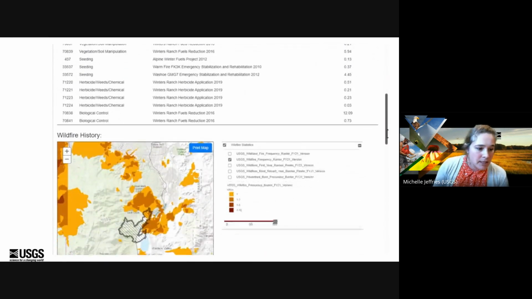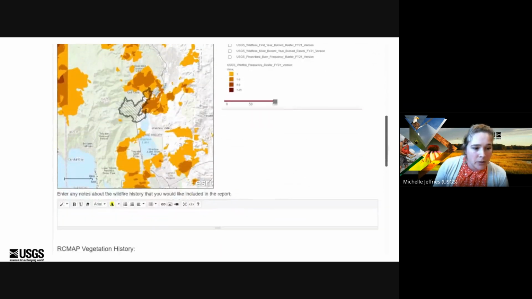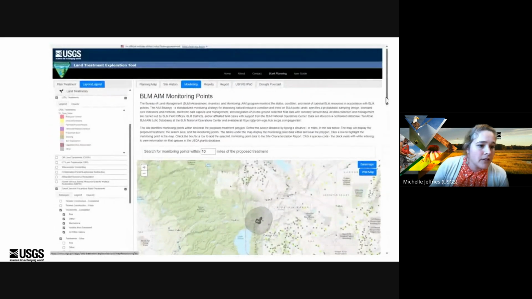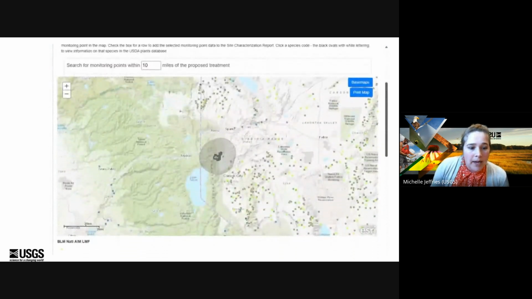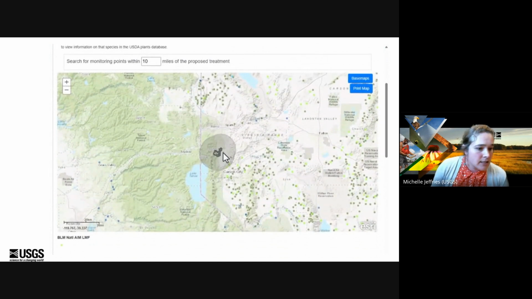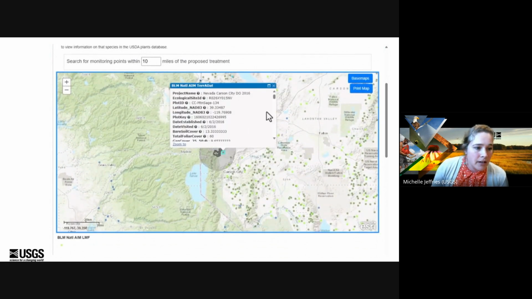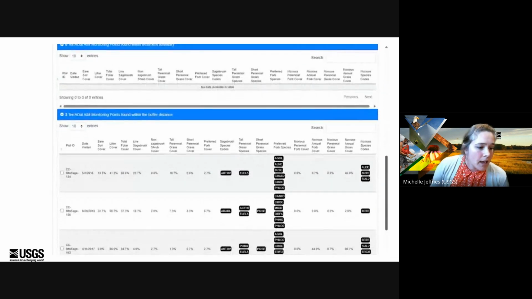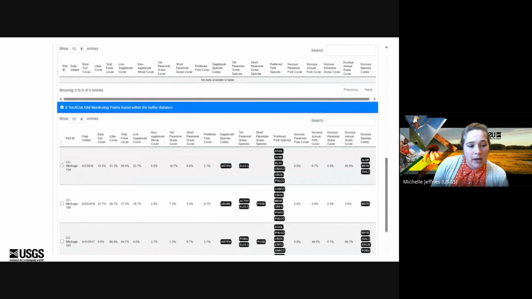We linked treatment details. We show past fire history with frequency. We show past vegetation through time, through remote sensing lens. So what has the ground look like from the satellite's perspective? And we also show past monitoring data that exists in and around this area. So this is coming from the BLM AIM data set. Forest Service data is not publicly available in the same way. And we show the details about those treatments.